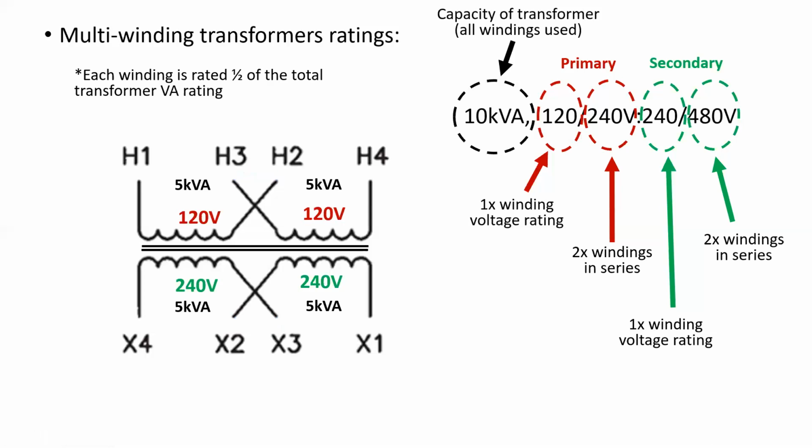Important to realize also that each winding in this transformer is rated for half of the total transformer VA. And that's because, remember, the total VA is applied to the primary, 10,000 VA. And if there's 2 windings, it's divided equally, 5 and 5. Same with the secondary, 10,000 VA divided equally is 5 and 5.